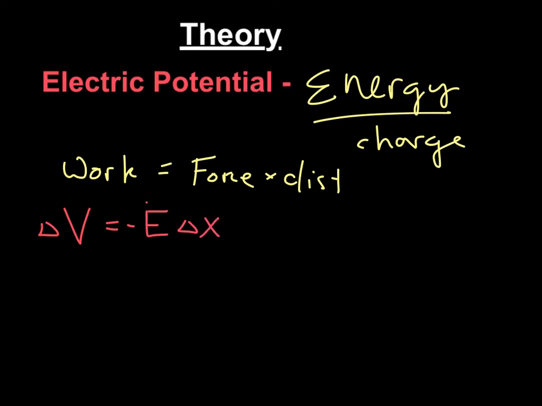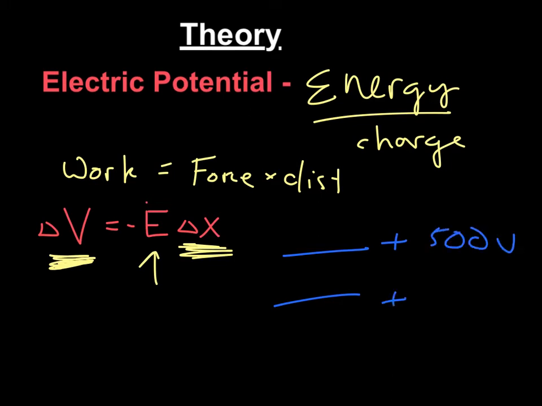So what's going to happen here, your plates are at different voltages. They're separated by some distance. It creates an electric field between plates. So if we have a plate here, plus, minus, let's say this is 500 volts, and this is 0 volts, or the ground, you would set up an electric field going this way. Electric field between the plates.